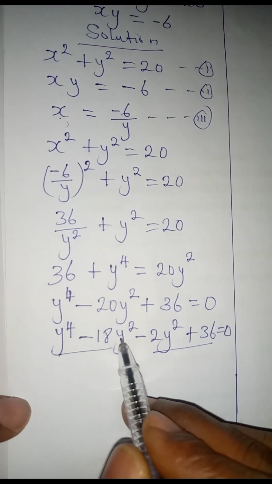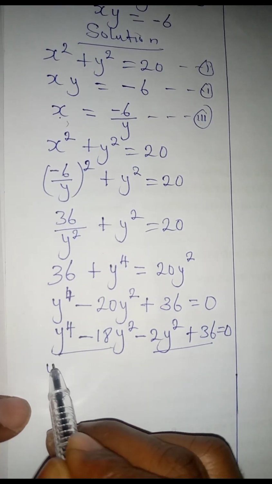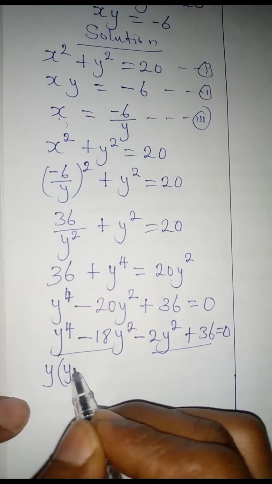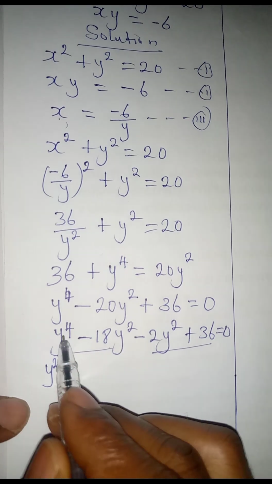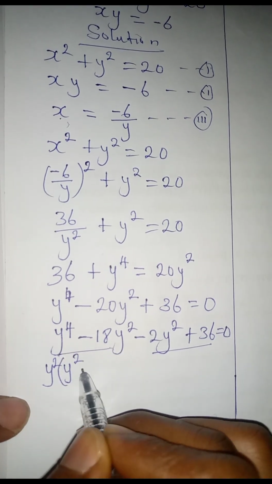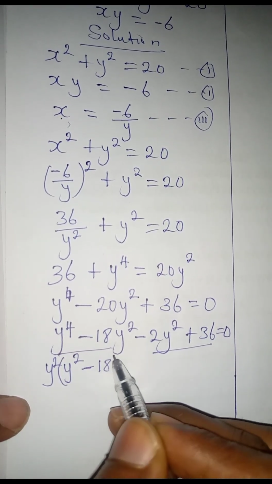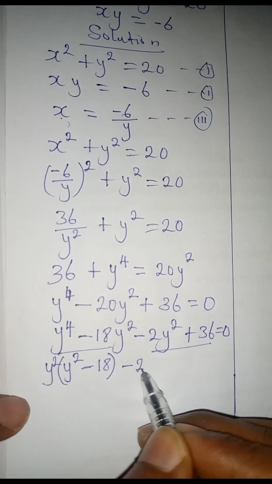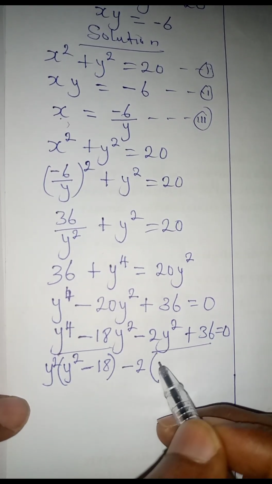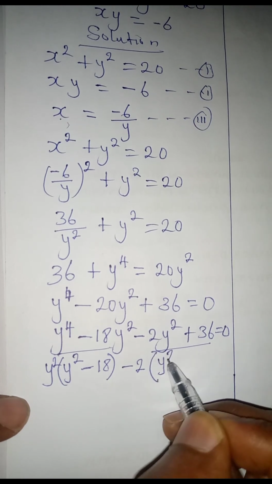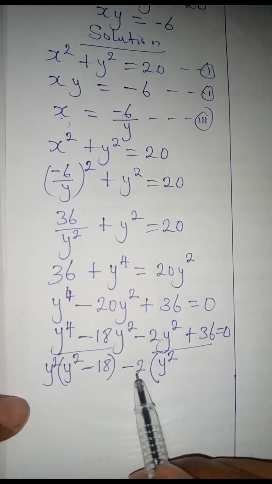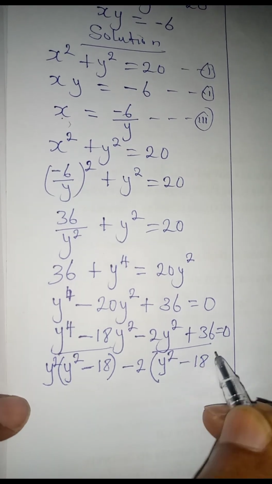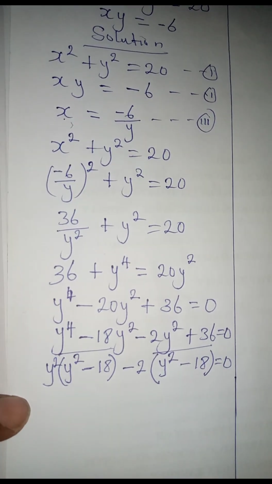If we factorize this, we have y squared common to this, so I will bring out y squared, open bracket. What is left over here is y squared minus 18, close bracket, minus what is common to this is 2. If I open bracket here, I'll have y squared in there. Then minus 2 into 36, we're going to have minus 18. And then everything still remains 0.